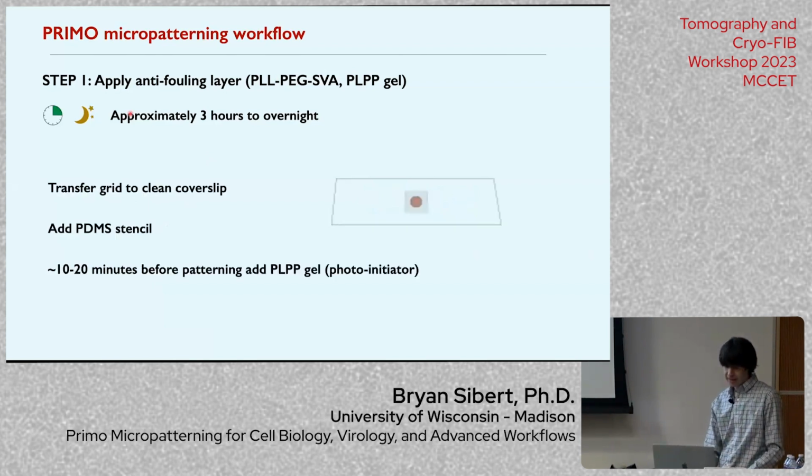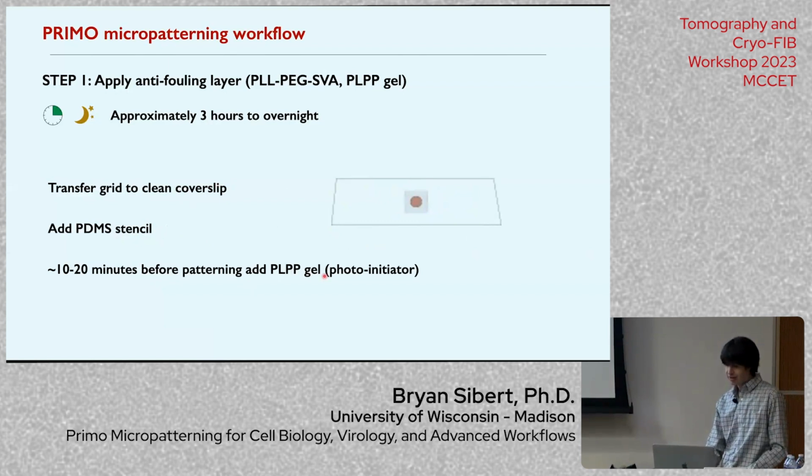So before we add the PLPP gel, we transfer each grid to its own cover slip. We add this little PDMS stencil, which holds the grid to the cover slip. And this is important because we're actually going to pattern the grid facing the objective, and it's an inverted microscope. So when you're patterning, the grid is sort of hanging under the glass slide, held in place by this stencil.